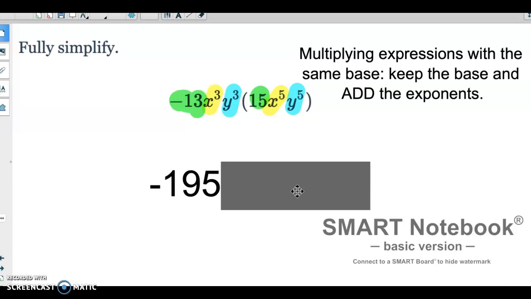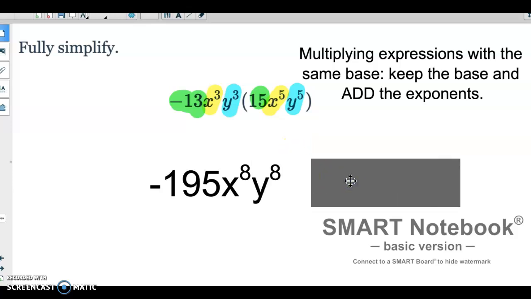Now looking at the x's, x to the third times x to the fifth. Remember, keep the base, add the exponents, so x, and then 3 plus 5 is 8. And then same thing for the y's. Keep the base, add the exponents. So y to the third times y to the fifth, that's going to be y to the eighth. And now our answer is fully simplified. We have no negative exponents, and we are done with this problem.